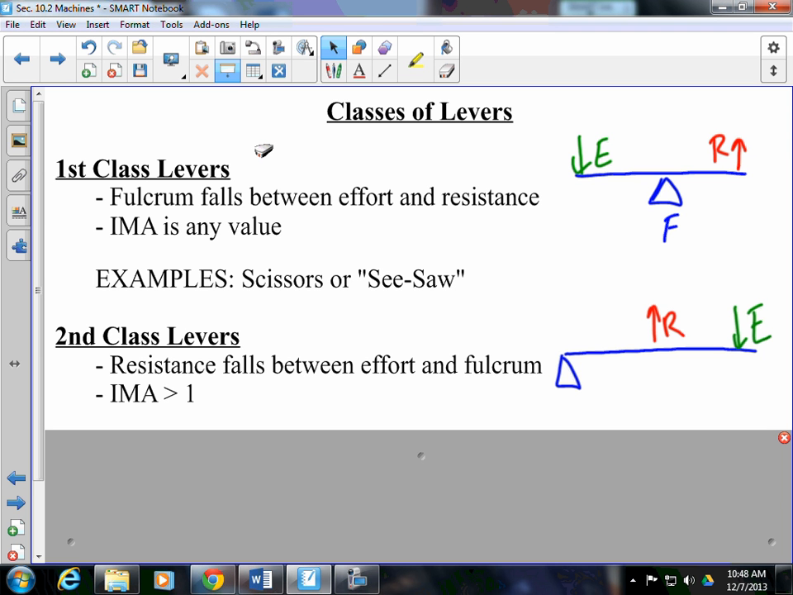Anyone ever use a wheelbarrow? The wheel on the wheelbarrow is the fulcrum. Where's the weight? The weight is the resistance. The resistance is in the barrel. And then where's your effort? You're lifting the handles. So a second class lever would be a wheelbarrow.